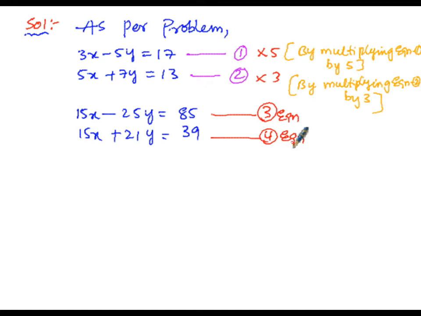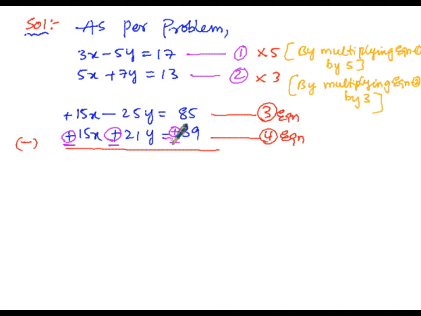Now I have to solve these two equations. 15x is positive in the first equation and 15x in the second equation is also positive. So the variable to be eliminated is x. The coefficients are the same, and they have the same signs. If they have the same signs, we have to subtract the second equation entirely from the first equation. To subtract, we have to change the signs. Positive becomes negative. So the sign of 39, which is positive, now becomes negative.